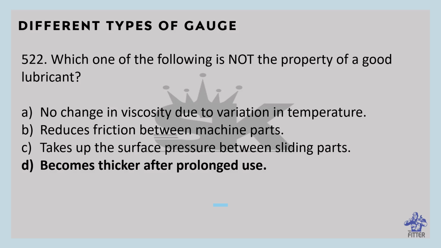Then what are the good properties of a lubricant? The good lubricant must have a high boiling point and low freezing point, and no change in viscosity due to variation in temperature. It reduces friction between machine parts and takes up the surface pressure between sliding parts. And one more thing is that it protects from oxidation and corrosion. That's also a property of a good lubricant.